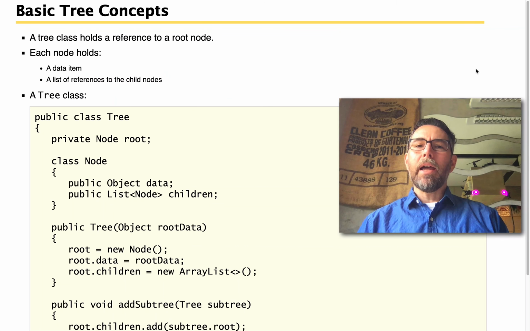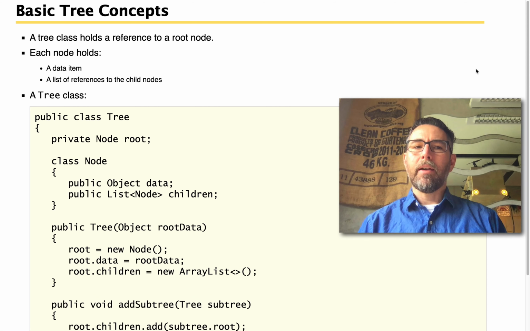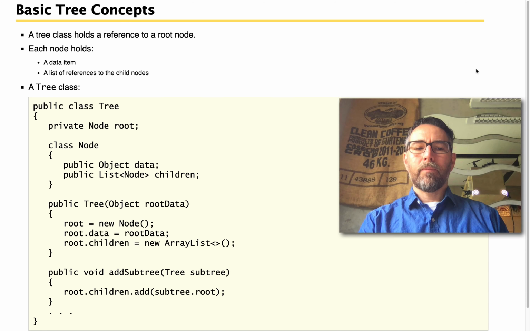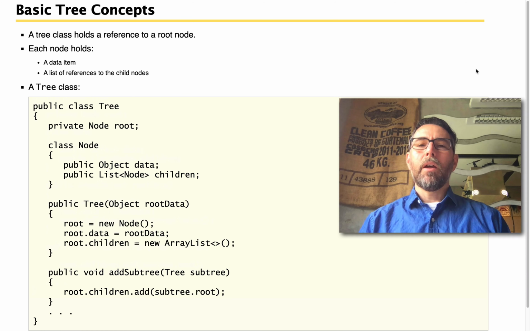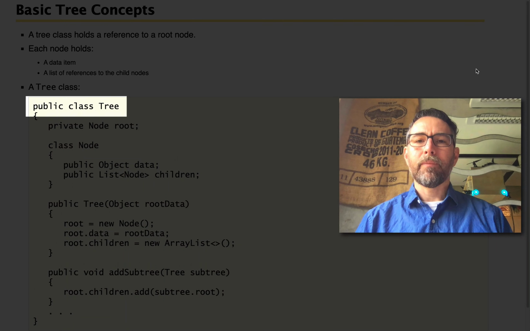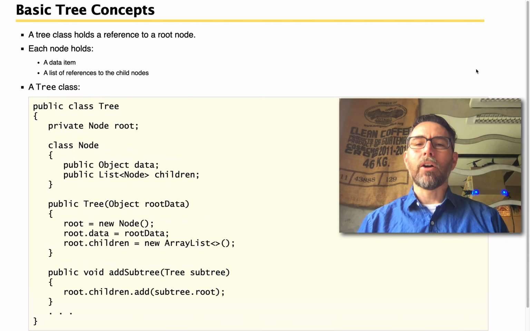So here's an example of some code, one way in which we can implement the tree. In this case, let me see if I can shrink this down just a little bit. There we go, so we can see it all. That's pretty good. All right, so each tree is going to be represented with a class called tree, and we see that at the top here. And each tree has within it an interior class called a node.